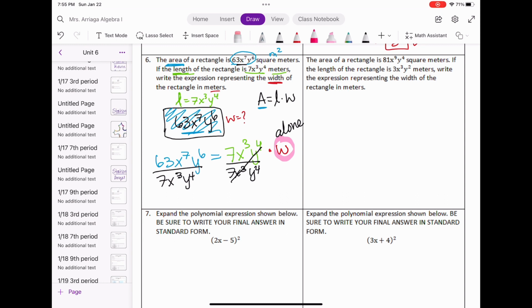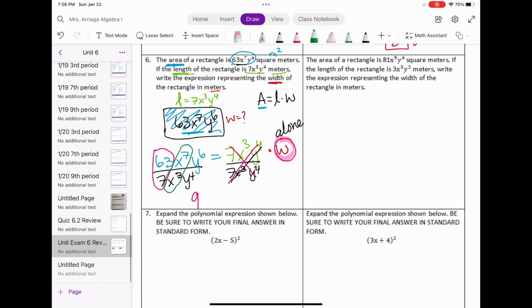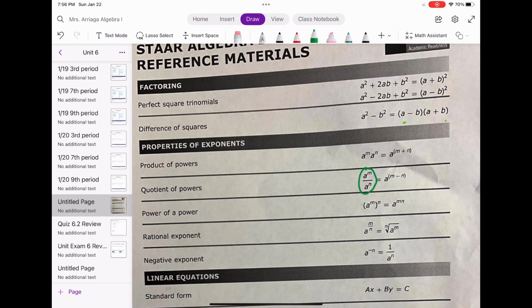We divide that same number, we get w alone, and now we get w equals that blue monomial divided by the black monomial, right? Which is going to be the area divided by the length. So let's start by dividing. So what is 63 divided by 7? That is 9. And to divide those x's, we use the quotient of powers rule, which says whenever dividing, we keep the same base and we subtract the exponents.